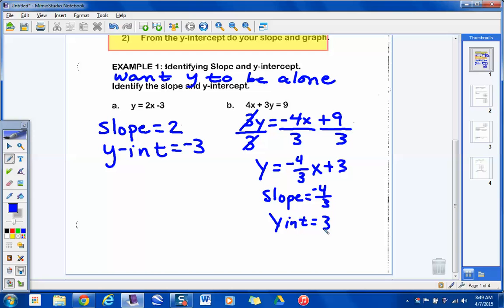Okay. Now again, guys, I'm not going to sugarcoat this at all. This section, there's a lot of stuff going on here. We have barely scraped the tip of the iceberg on this yet, but one thing that's going to be very important for you is to make sure we want y to be alone, okay?